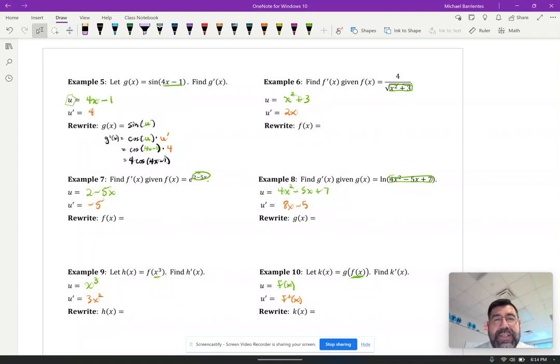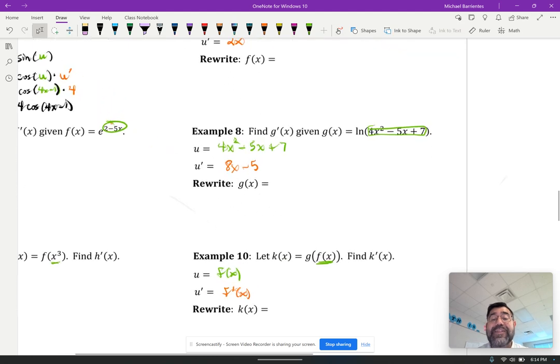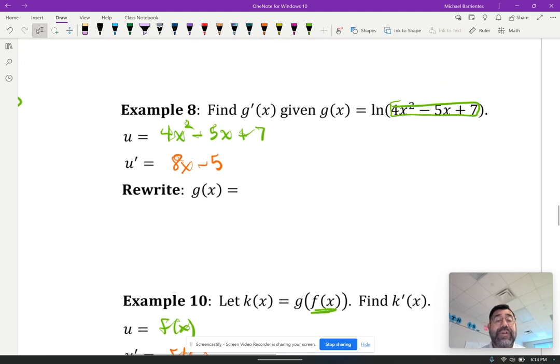All right, welcome back to video number 4, I believe, of 3.1. We're still doing the chain rule. We're applying it to different situations. As long as there's a composition, the chain rule can help us find the derivative of something like number 8.